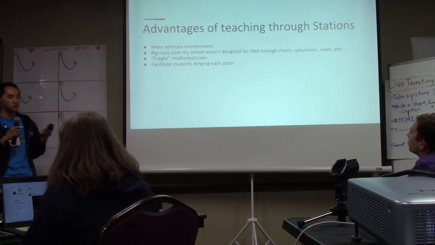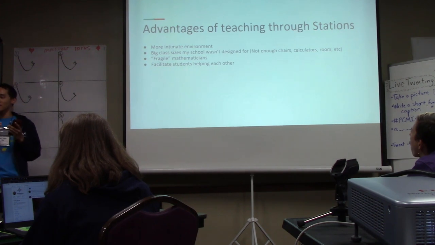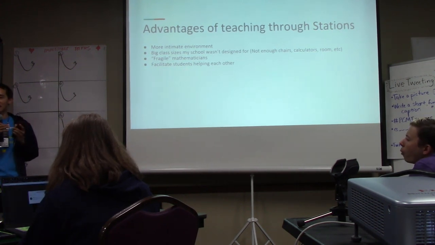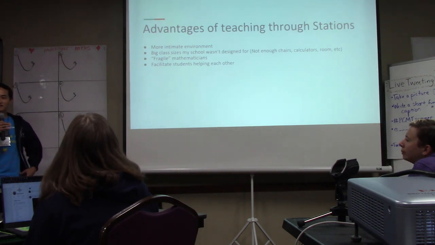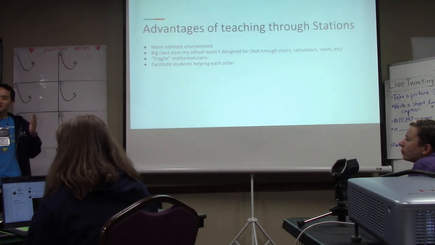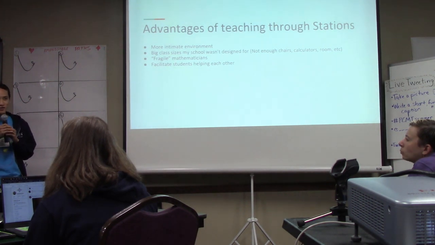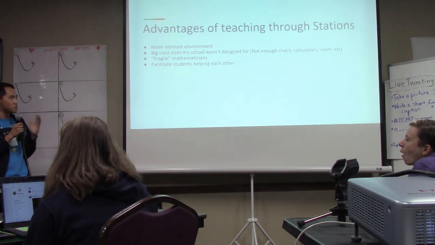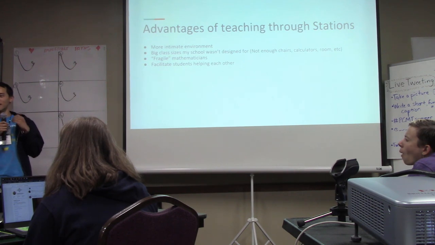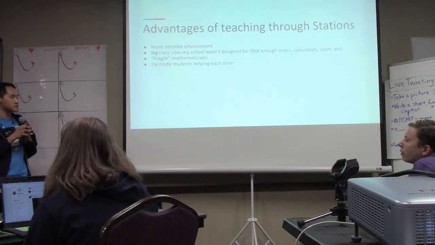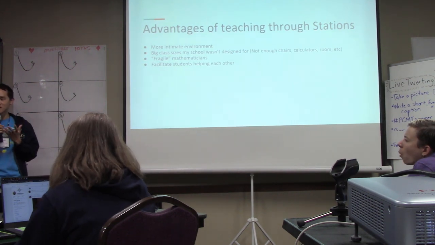I can actually just talk really quickly about what was happening. I was trying to find a more intimate environment with my students because I had really large class sizes that were not necessarily designed for my school. My school has 330 kids, and my class was 130 kids, so I was teaching about a third of the school. I didn't have enough chairs, I didn't have calculators, all that kind of stuff. I had a lot of fragile mathematicians.